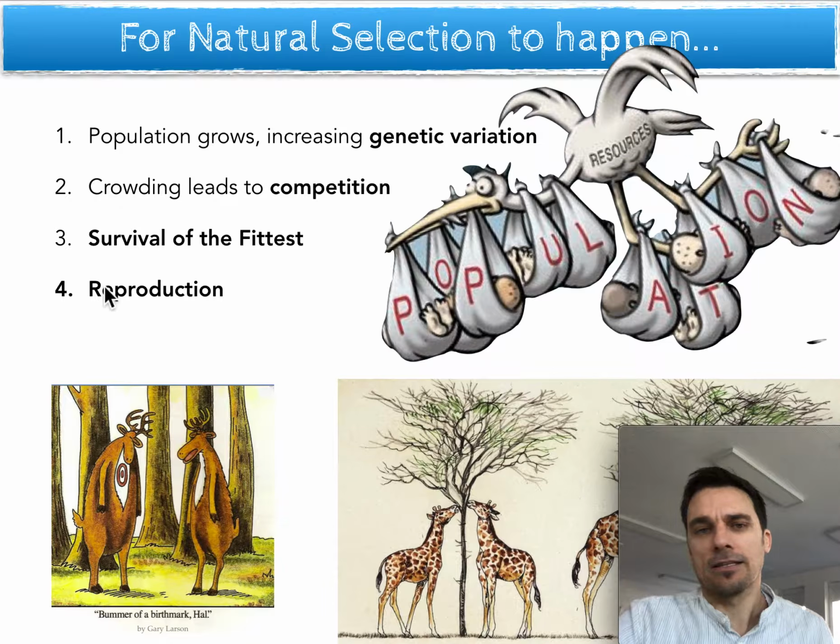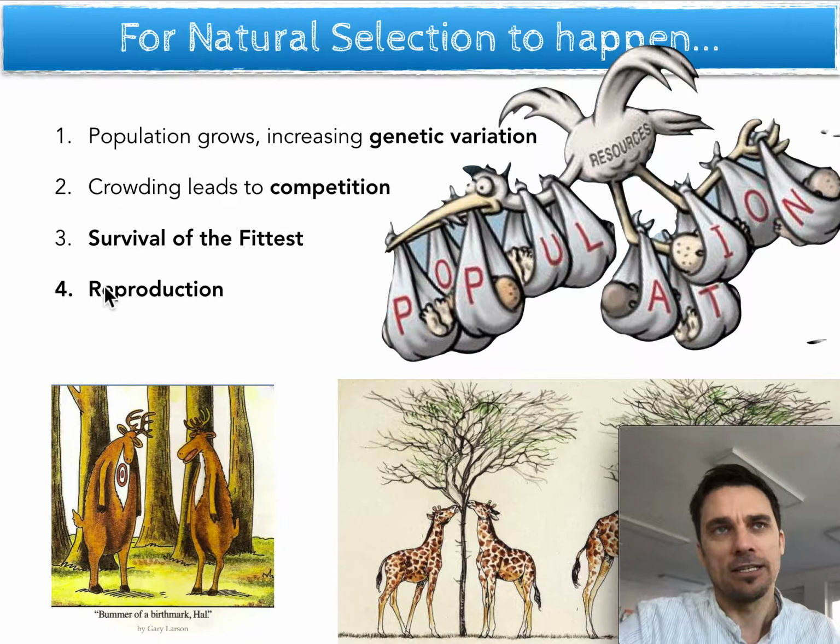And that leads on to the next part, number 4 down here, which is talking about reproduction. And you have to get to a reproductive age in order to pass on your genes. So you have to survive long enough and compete long enough to pass on those genes.